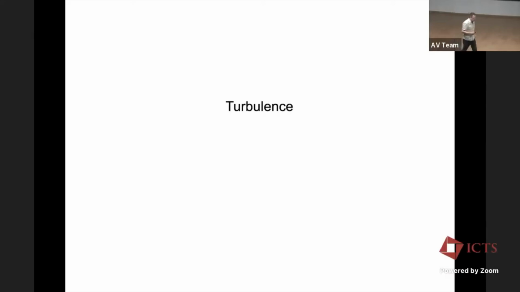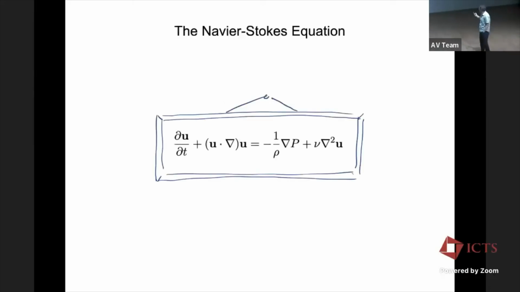So turbulence is a very, very different kettle of fish. It's a very different area of physics. And everything you want to know about turbulence is contained in this equation. So this is one of the great equations of theoretical physics.